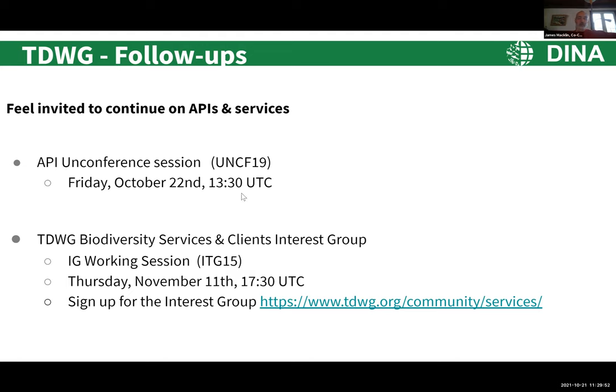And in a wider perspective, in the TDWG frame, we have an interest group in biodiversity services and clients. That is where the discussions happen at the level we've talked about: should we standardize services? Should we have some kind of, what's the right word, not trust, but some kind of seal that says these services are reliable in this way, or these services are documented to produce these endpoints? This is where that discussion happens. And in November, there's a chance for anybody who's interested to join and influence how we work.